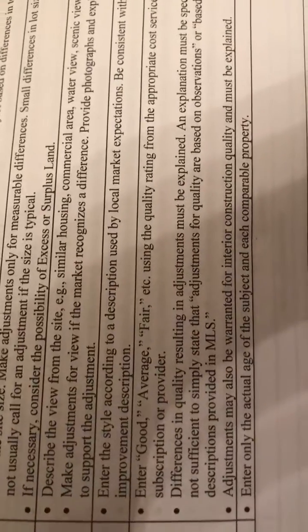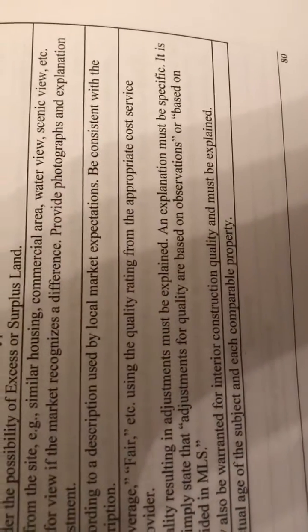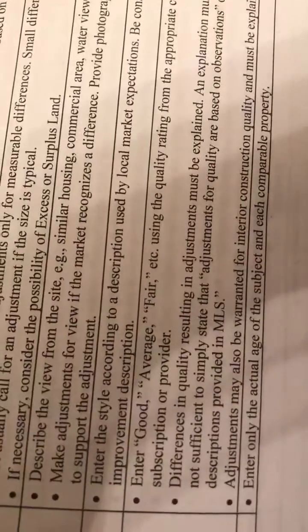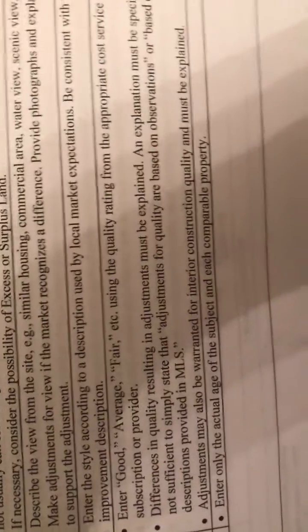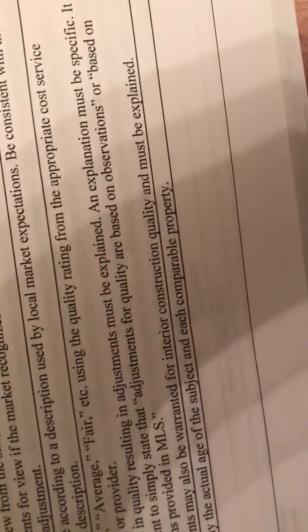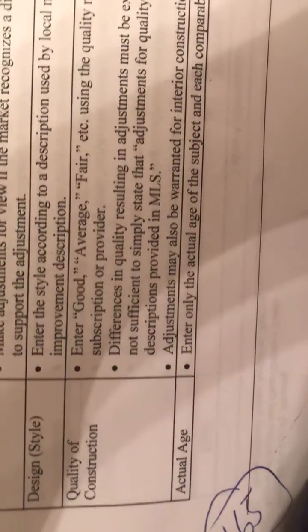It is not sufficient to simply state that adjustments for quality are based on observations or based on descriptions provided in MLS. Adjustments may also be warranted for interior construction quality and must be explained. Field: Actual age. Protocol: Enter only the actual age of the subject and each comparable property.